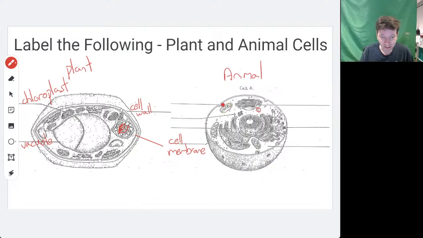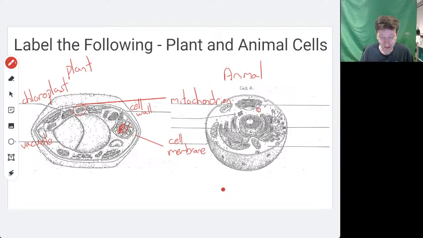Then we have our mitochondrion. Okay, and like I mentioned before, plant cells also undergo photosynthesis. No, sorry, cellular respiration. Plant cells do both. Animal cells do not do photosynthesis. So if you look inside the plant cell, we can also find mitochondria in there as well.